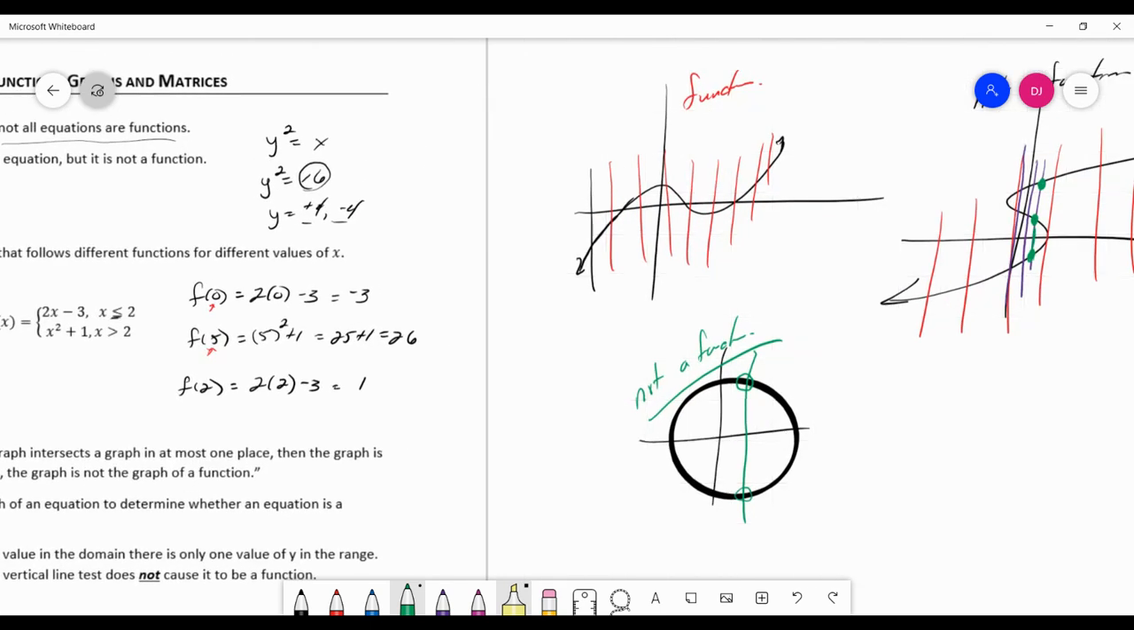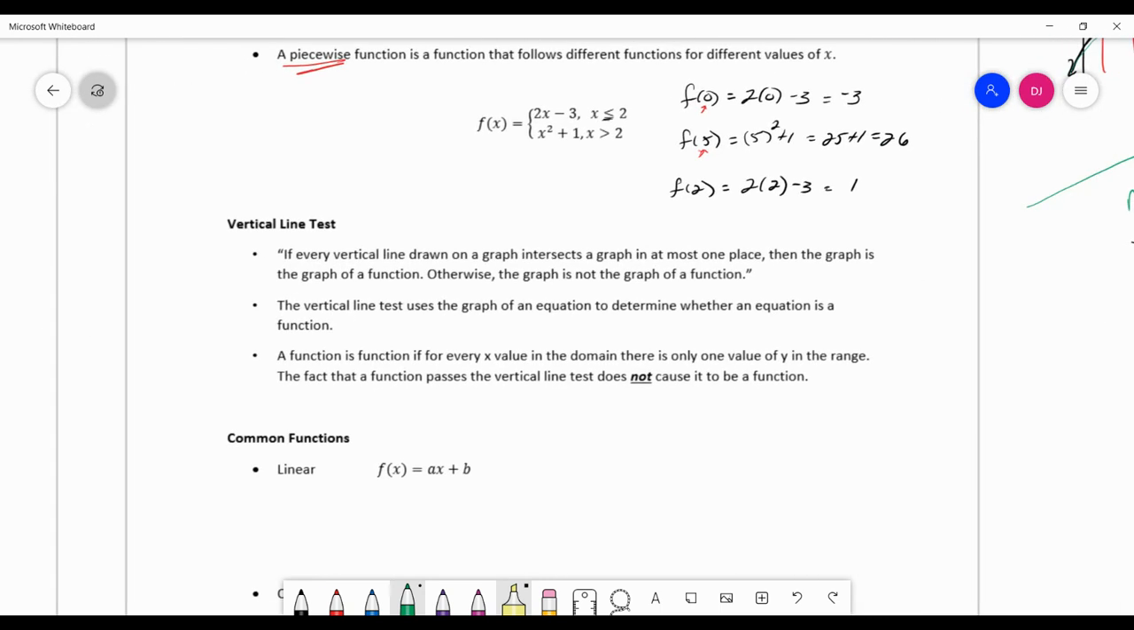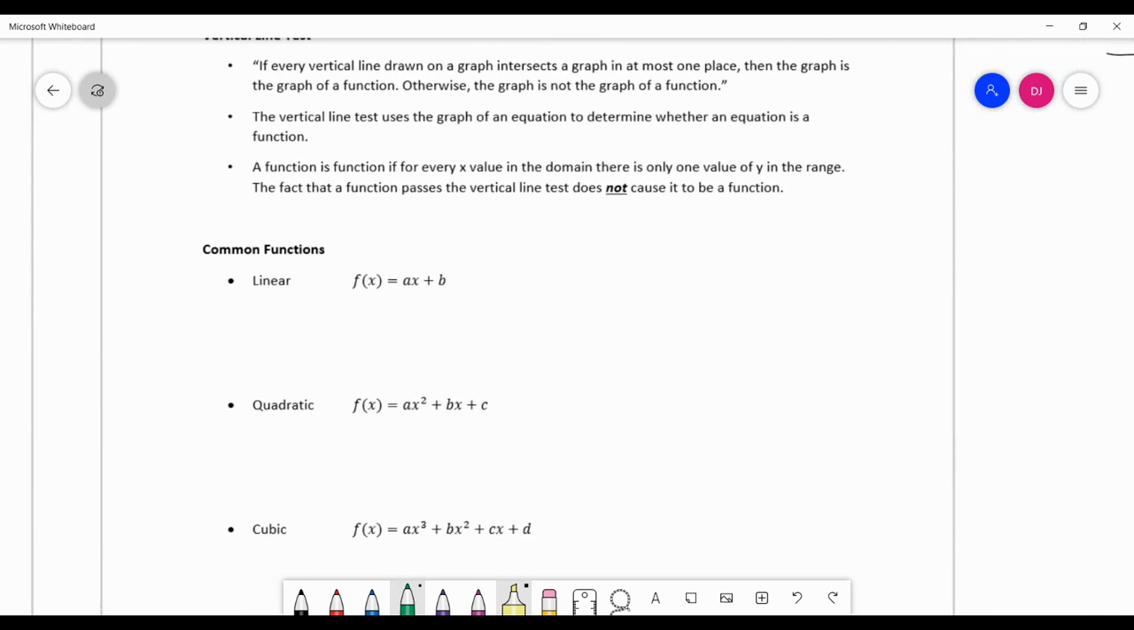Please understand something, by the way. This graph here is a function because for each value of x, there's only one value for y. The test is not what causes it to be a function. It's how I know. Okay, now, just a quick run through, and I'm not going to fully develop this yet, at least not in this section.